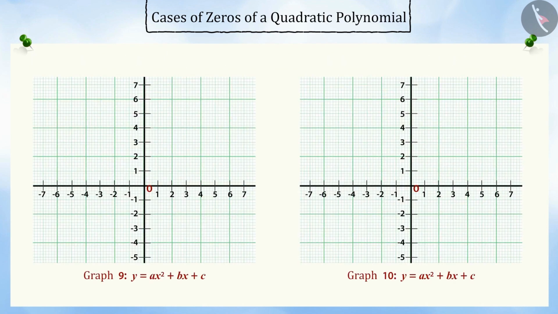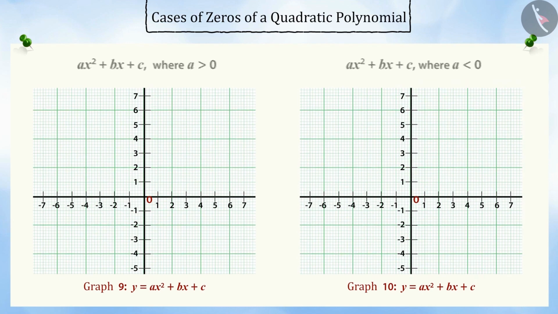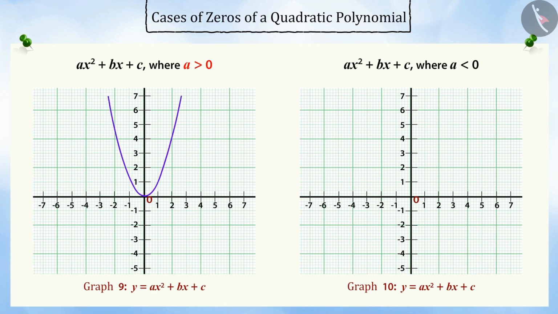Can you tell in which case the graph of a quadratic polynomial will be opened upwards or downwards? If a is greater than 0 in the quadratic equation ax squared plus bx plus c, then the parabola will be opened upwards. If a is less than 0, then the parabola will be opened downwards.